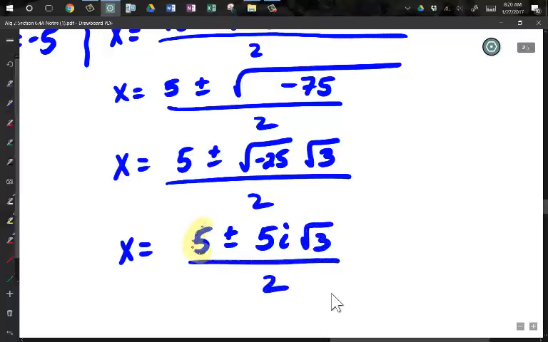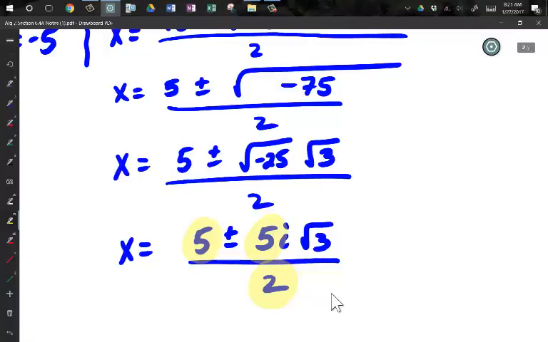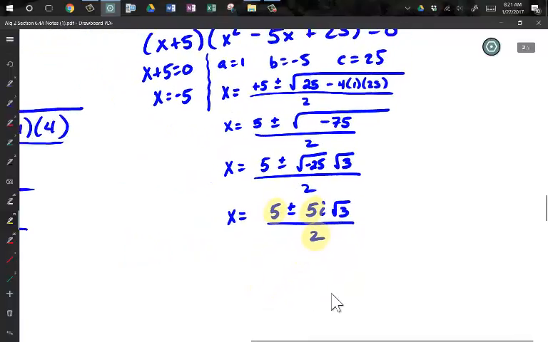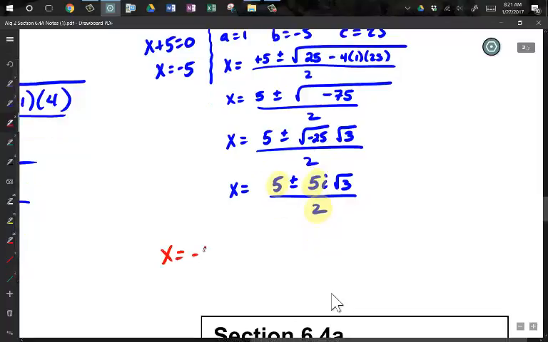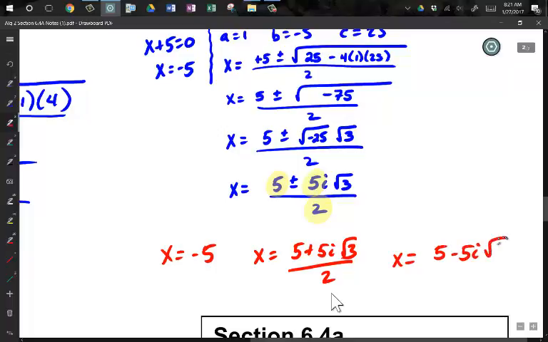Once again, I'm going to look at these 3 numbers. Do all 3 of them divide by anything? No, not in this case. So I can't go any further here. So now I look back at my original answers, and my answers are x equals negative 5, x equals 5 plus 5i root 3 over 2, and x equals 5 minus 5i root 3 over 2.